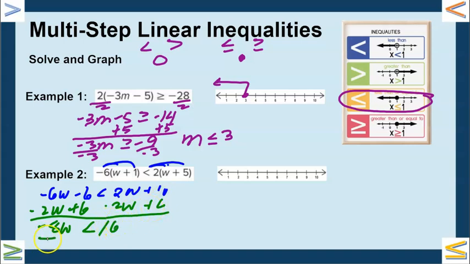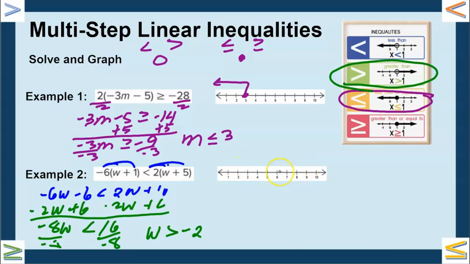I'm going to divide by negative 8. And because I'm dividing by a negative number, I flip the symbol. 16 divided by negative 8 is negative 2. So w is greater than negative 2. Since it's just greater than, it's going to look like this one, so an open circle at negative 2.